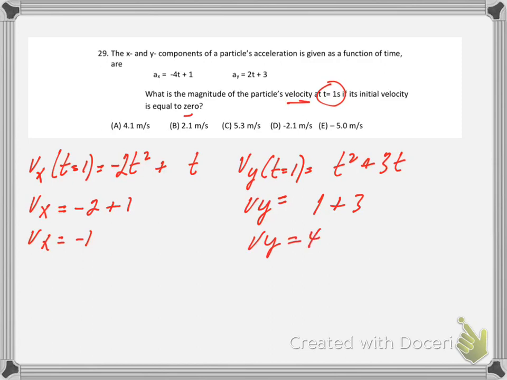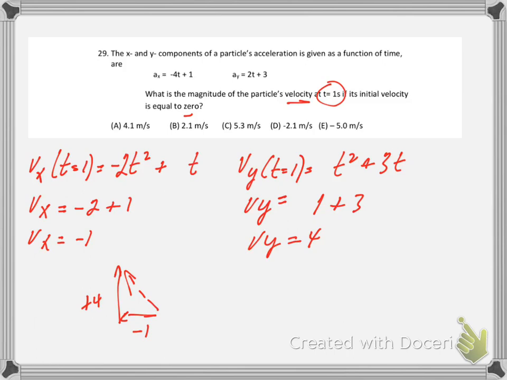Yeah, that makes sense. So we have a vector that's going -1 this direction. Let's move that over a little bit. It's moving -1 this direction, the x direction. It's moving +4 that way. So we have a vector of velocity that's going that way.